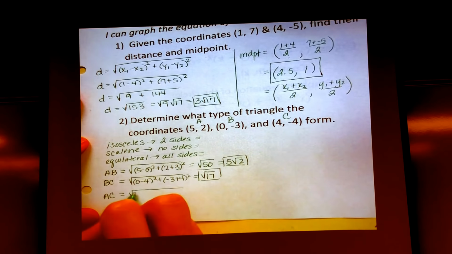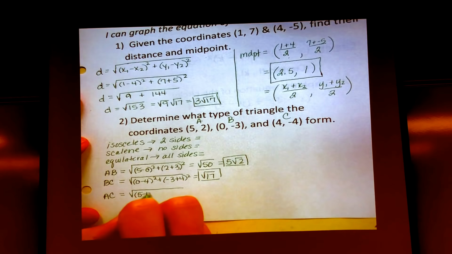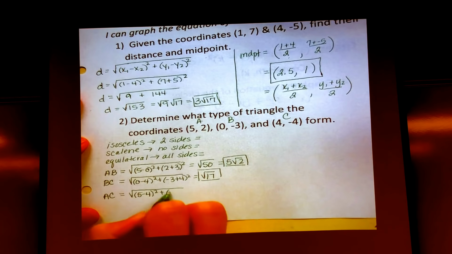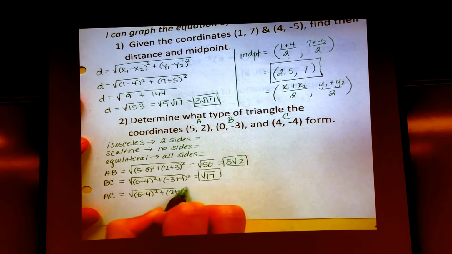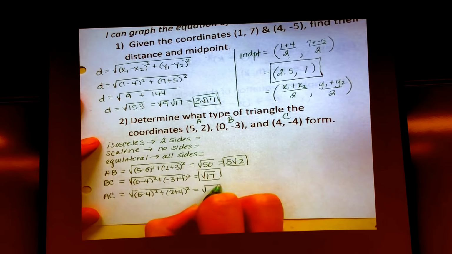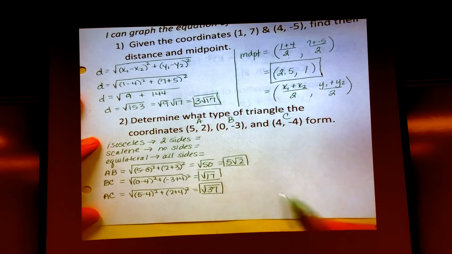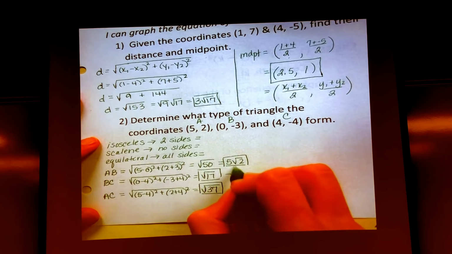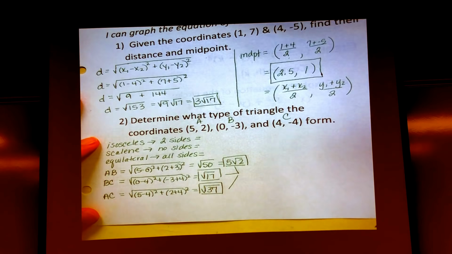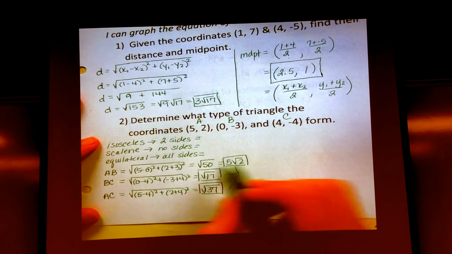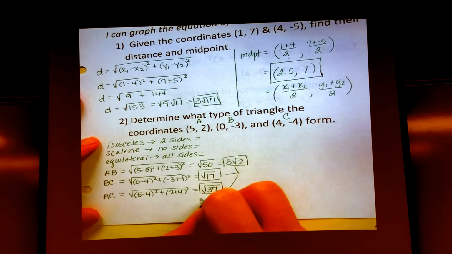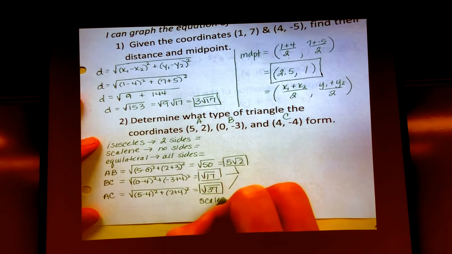We're going to find the length of it. 5 minus 4 squared plus 2 plus 4 squared equals the square root of 37. And we have discovered, since all 3 of these are different side lengths, that this must be a scalene triangle.